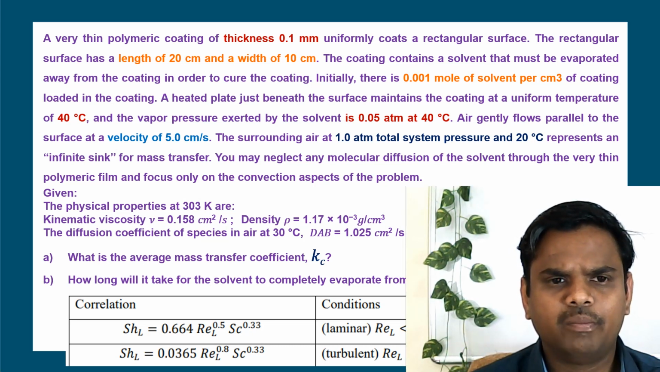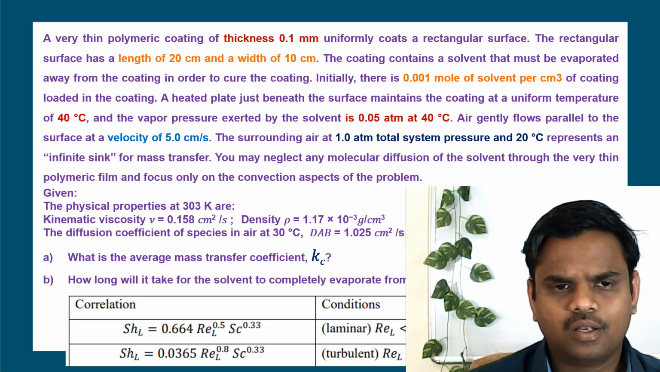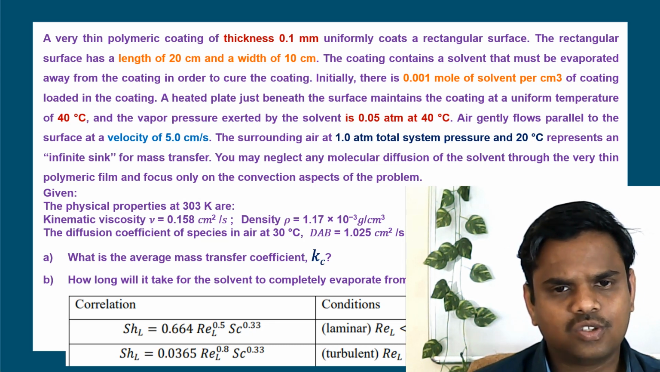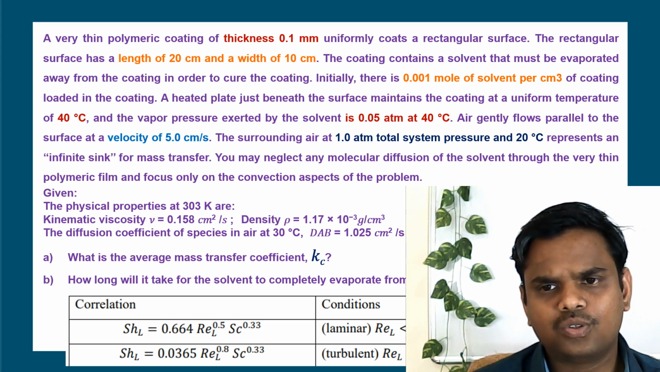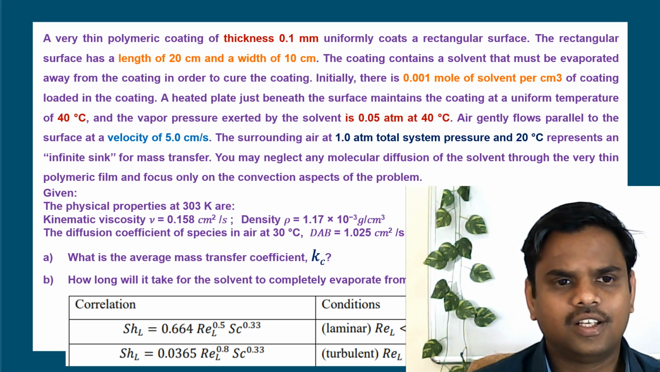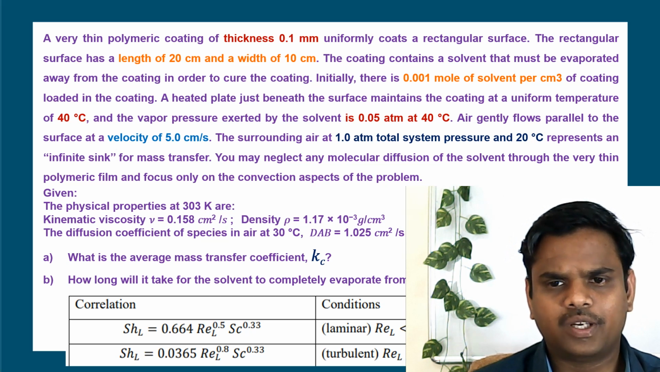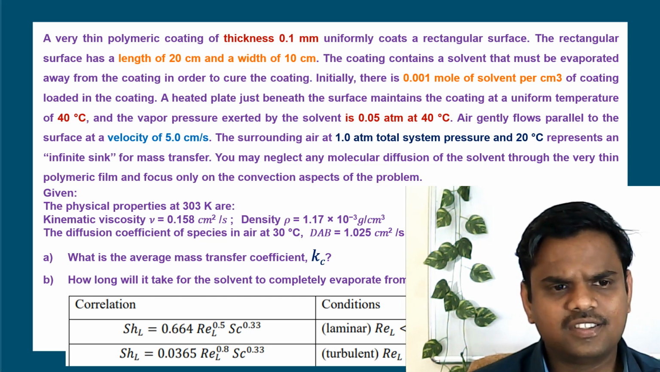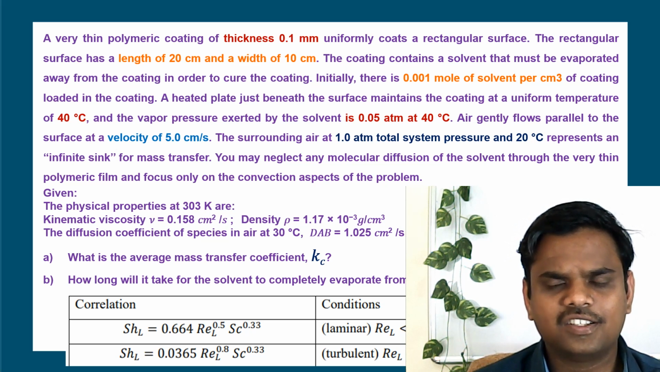A very thin polymeric coating of thickness 0.1 mm uniformly coats a rectangular surface. The rectangular surface has a length of 20 centimeters and a width of 10 centimeters. So again it is a flow through flat plates type of numerical. The coating contains a solvent that must be evaporated away from the coating in order to cure the coating.